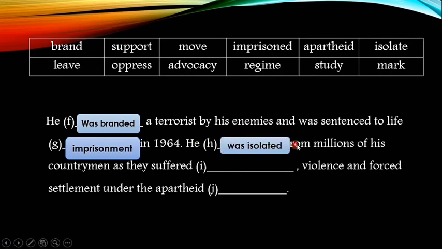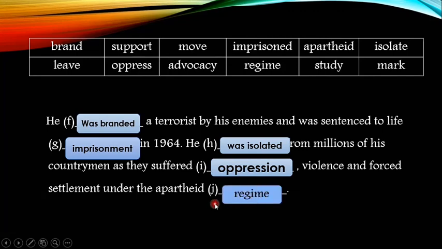He was isolated from millions of his countrymen as they suffered dash violence and forced settlement. These words are in noun form, so this one should also be in noun form. Oppression. We have here oppress, a verb, but we have to take it into noun form. Violence and forced settlement under the apartheid. Dash apartheid what? When the apartheid prevailed. So apartheid regime.